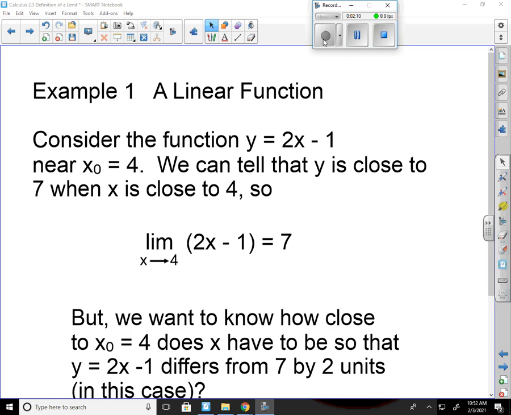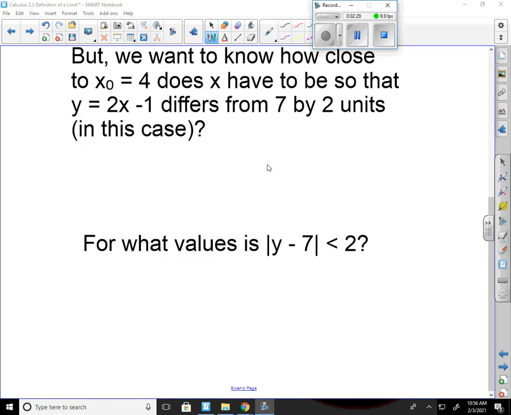But what we're looking for is how close to x naught equals 4 does x have to be so that y equals 2x minus 1 differs from 7 by 2 units in this case. So what I'm really saying is I want my y to be within 2 units of 7. So that means I'm looking for what values make the absolute value of y minus 7 less than 2. So we need to solve that.